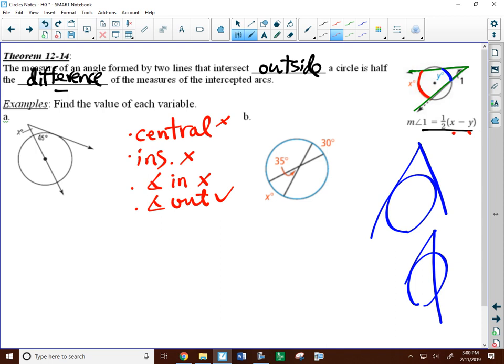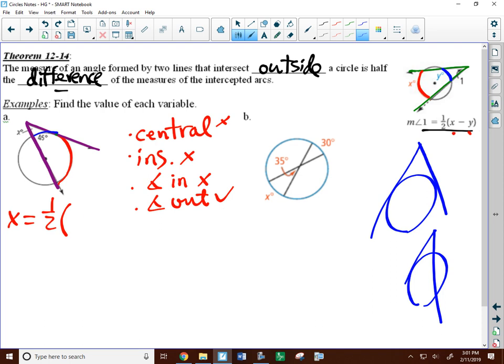So I do have an angle outside. X is the angle. It's going to be half the difference of the two arcs. I should outline the angle first. Notice the angle really makes two arcs. This is a case that has one secant and one tangent.